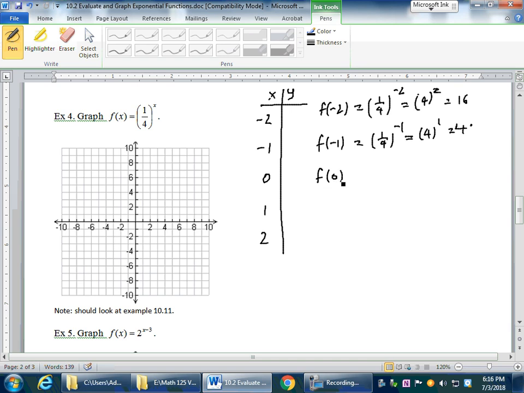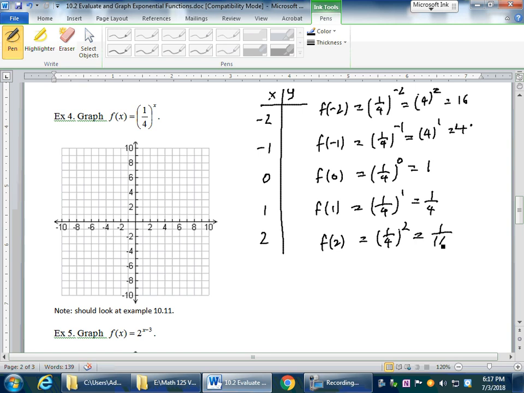F of 0, that will be 1/4 to the 0 power, which is equal to 1. F of 1, that will be 1/4 to the 1 power, which is equal to 1/4. And F of 2 is equal to 1/4 to the second power, which is 1/4 times 1/4, is 1 over 16. So this gives me 16, 4, 1, 1/4, and 1 over 16.